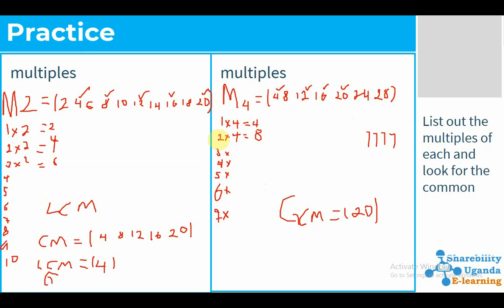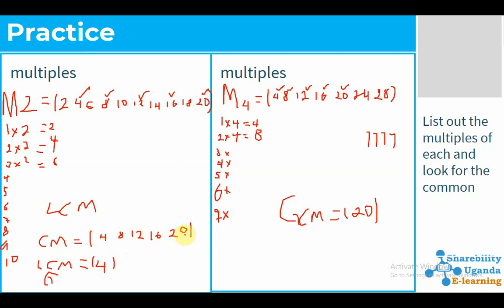So after identifying these multiples, now we can look for the common multiples. We went ahead and ticked them. We said a 4 appears here and it also appears here. 8 appears here and it also appears here. A 12 also appears here and it appears here. 16 appears here. We also have a 20 appears here. So finally we said the common multiples: we have 4, 8, 12, 16 and 20. These are the common multiples.